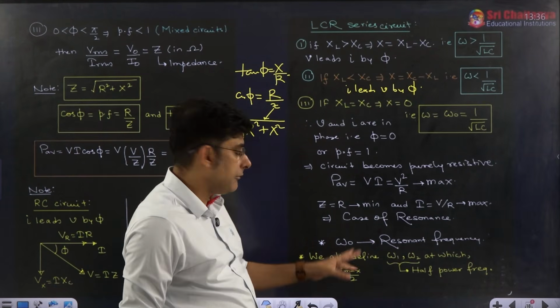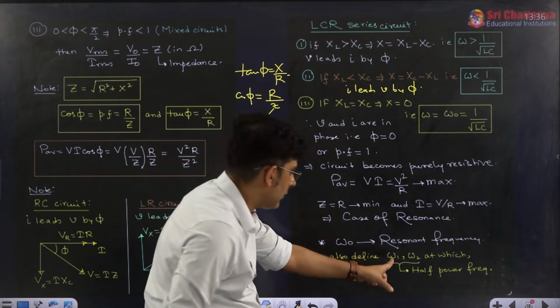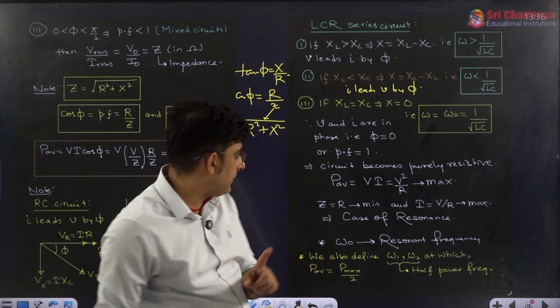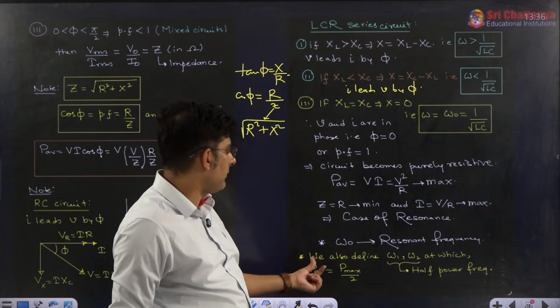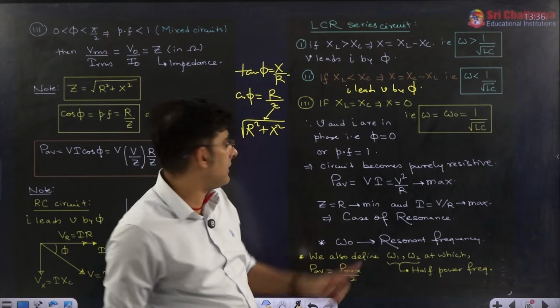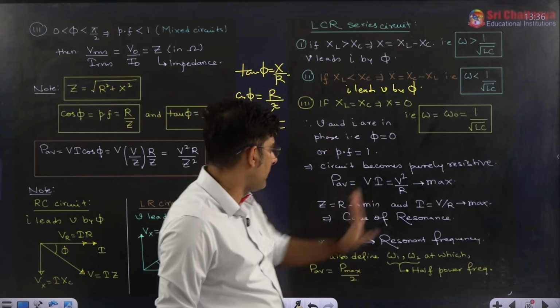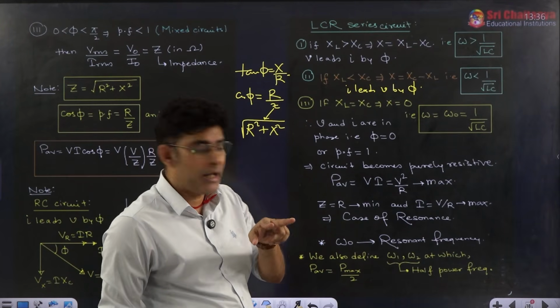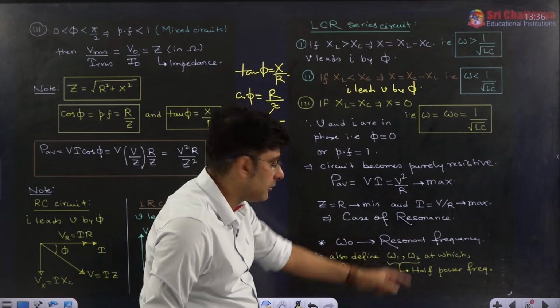Also, here we define two more important frequencies, called omega 1 and omega 2, which are called half power frequencies. Half power frequencies are those frequencies at which the average power becomes half of the resonant power. Resonant power P average was V square by R. So when power becomes half, current becomes 1 by root 2 times. Those frequencies we call omega 1 and omega 2.